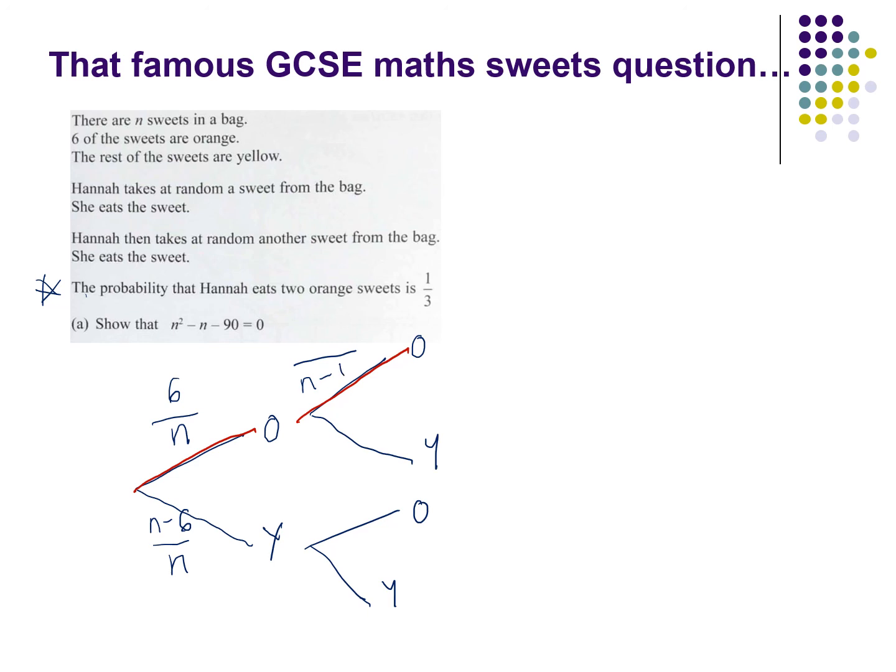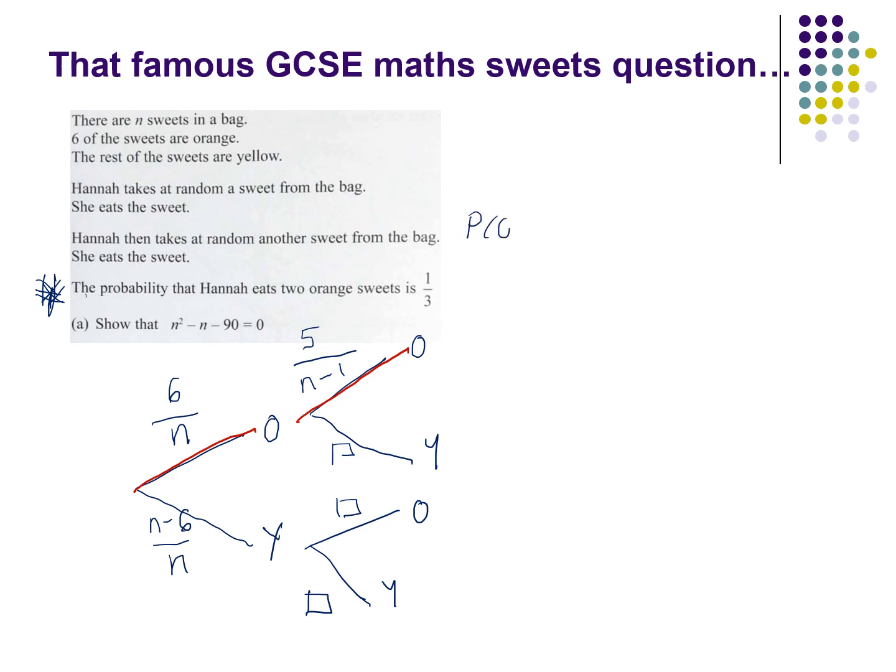Okay. What goes on the top? Well, there were 6 orange sweets to start with. She's eaten 1. How many left? 5. Okay. So I'm not really bothered about these. I'm not going to make use of them. So I'm not even going to bother filling them in. So here's the bit of information we now need to use. The probability that she eats 2 orange sweets is 1/3.